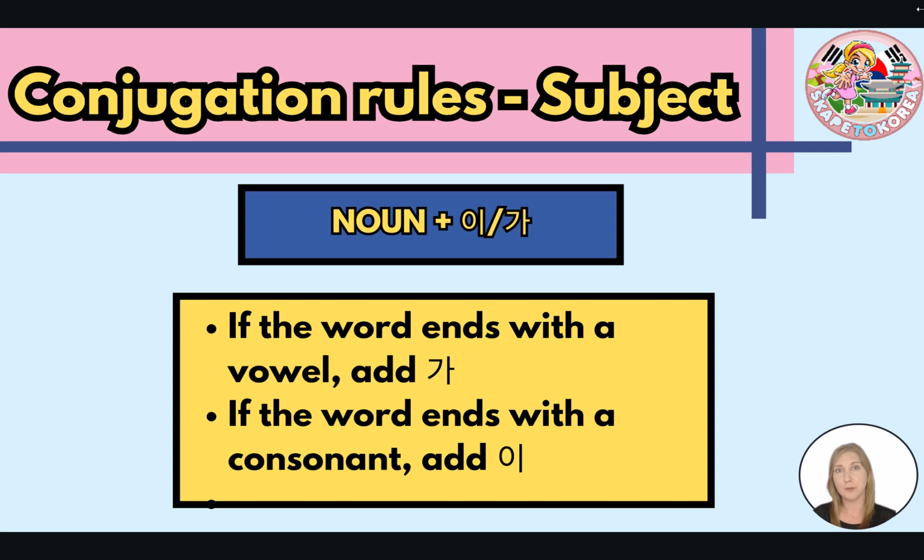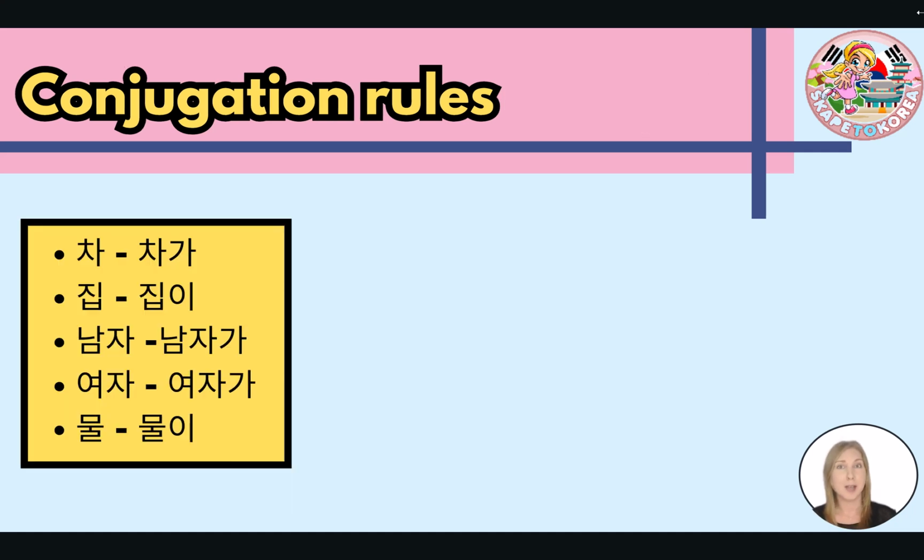And the conjugation rules for subject marking particles. Again, the formula is noun plus 이 or 가, and if the word ends with a vowel, you add 가, and if the word ends with a consonant, you add 이. So, for example, 차 becomes 차가, 집 becomes 집이, 남자 becomes 남자가, 여자 becomes 여자가, and 물 becomes 물이.